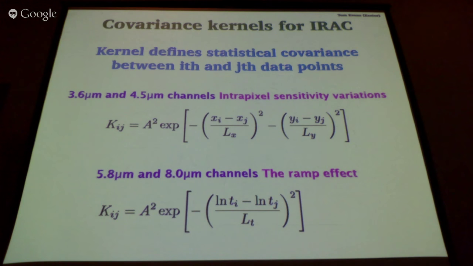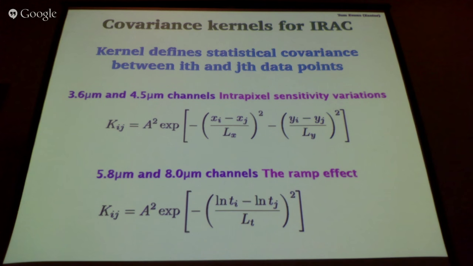So for our IRAC light curves, in the 3.6 and 4.5 micron channels, which are affected by intrapixel sensitivity variations, we use a squared exponential in the XY coordinates of the star. In the 5.8 and 8 micron channels, which are affected by this ramp, we use the squared exponential with logarithmic time as the input. The reason we use logarithmic time is because the ramp isn't really a stationary process with respect to standard linear time.